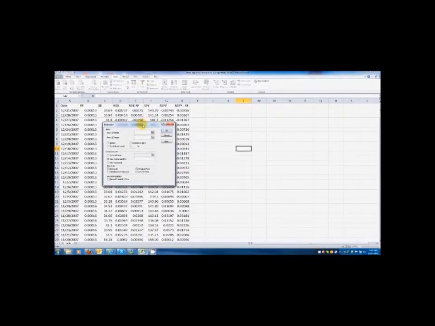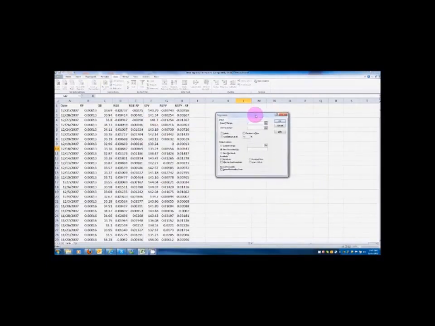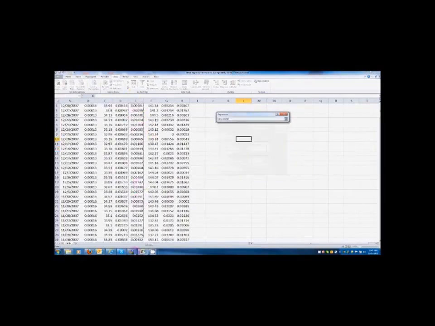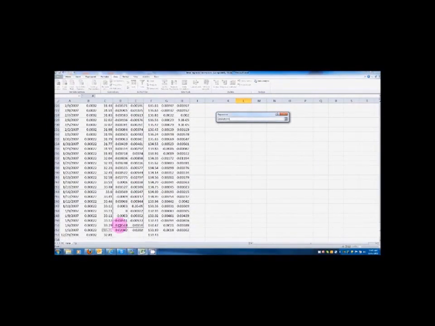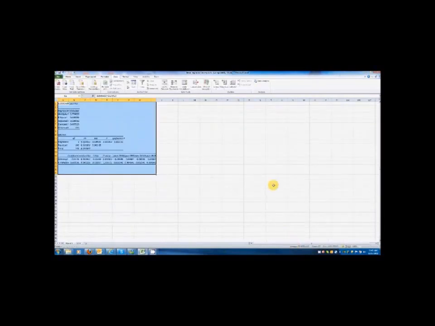Now I want to put in the Y range. Remember, Y is expected return on the security minus the risk-free rate. And so all I'm going to do is select all these returns for GE. And when I'm done, it automatically puts them in there. Now I've got to click into the input X range, and I'm going to do all the returns for the S&P 500 minus the risk-free rate, so really the risk premium. And I'm going to do it to a new worksheet. That's fine. I'm going to hit OK.